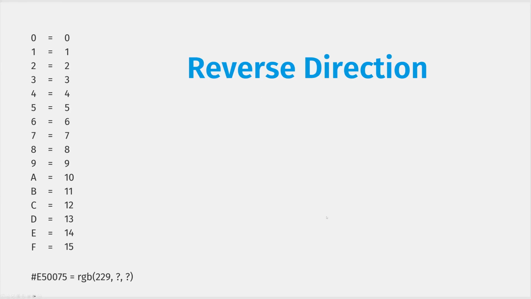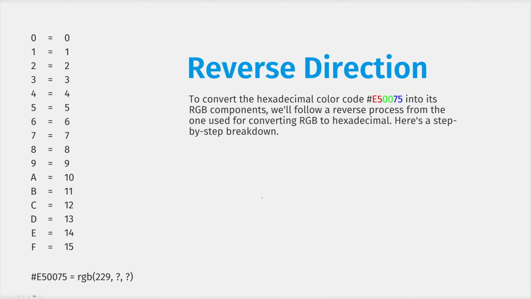Cool? Now, if we do it in reverse, we could take another color. To convert a hexadecimal color code, E50075, into its RGB components, we'll follow a reverse process from the one we used for converting RGB to hexadecimal. If I look at it like this, I have no clue what it is. I do, but you probably wouldn't. Here's a step-by-step breakdown. First, split the hexadecimal code into red, E5, green, 00, blue, 75. So we take 2 each here, and we take them separately.